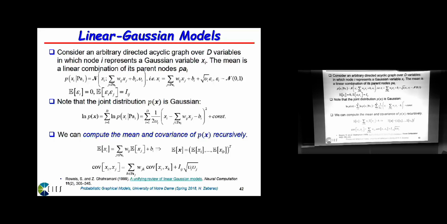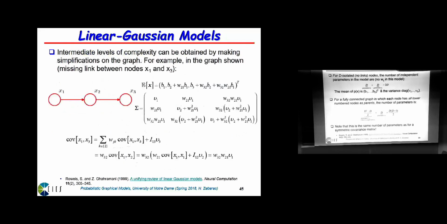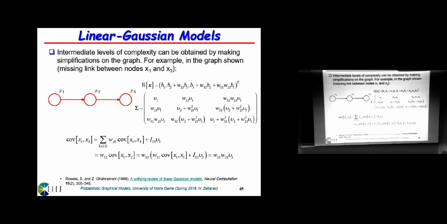Node 3. What are the parents of node 3? Just 2. So I'm going to have W3,2 times the expectation of node x2. And what is the expectation of node 2? It will be W2,1 times the expectation of x1. And what is the expectation of x1? It is b1, because there are no parents. So when you put all of this together, you get this nice expression.